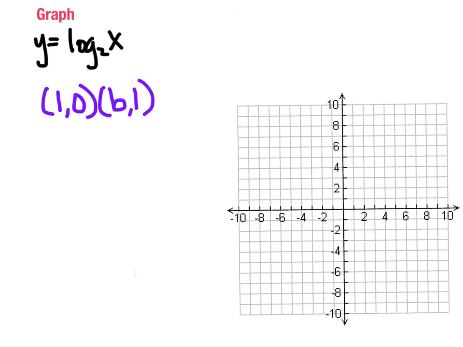Don't do that. What's the base of this log? 2. So we have 1, 0, 2, 1. Sitting on the side of a swamp, being a log. Frog sitting on you.